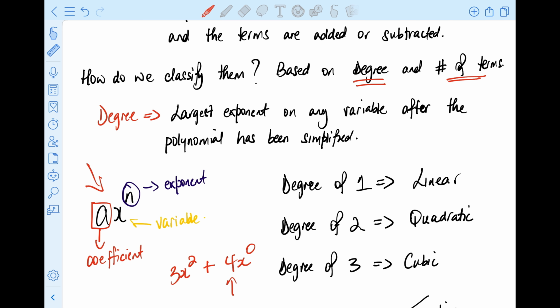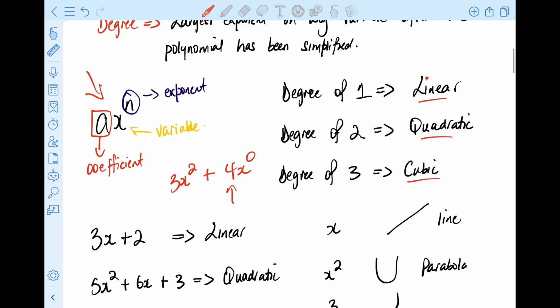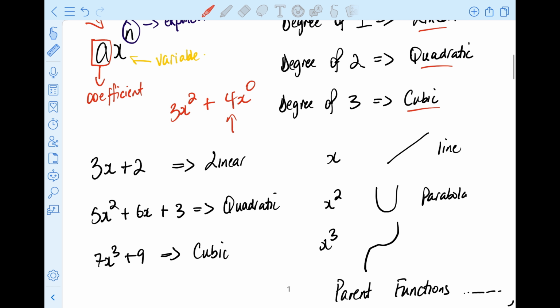And I'm running through a few things here because I do believe that a lot of this should be review for you guys. So, if a polynomial has a degree of 1, we say that that polynomial is linear. If it has a degree of 2, we say that that polynomial is quadratic. And if it has a degree of 3, that polynomial is cubic. All right. Again, a lot of new words. Pause the video if you need to. All right. So we have linear, quadratic, cubic. All right. Here are a few examples.